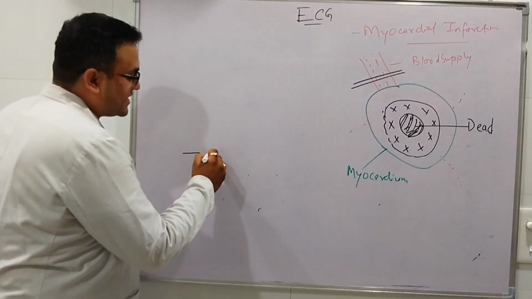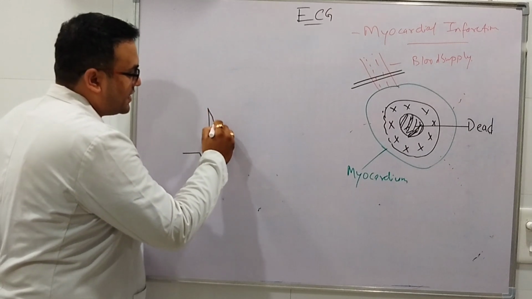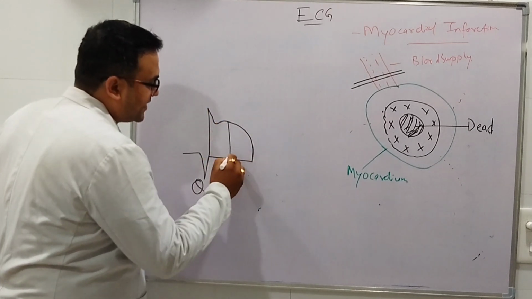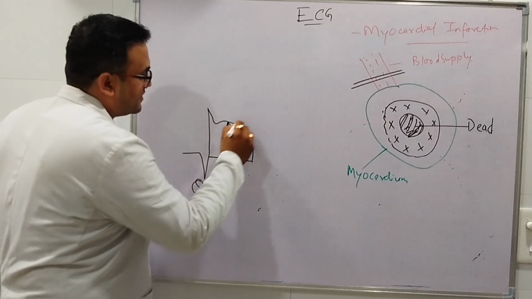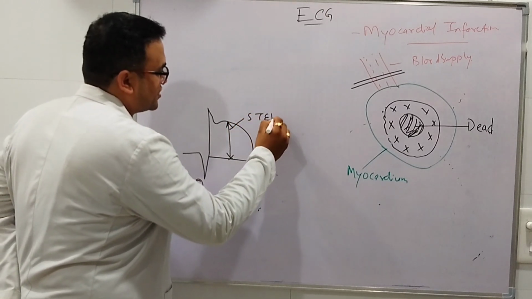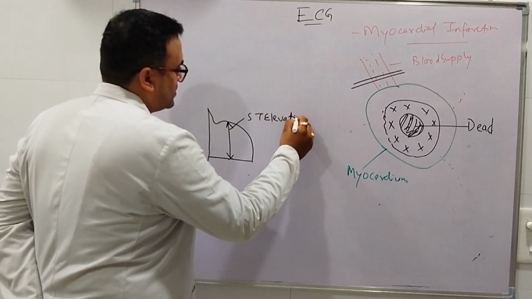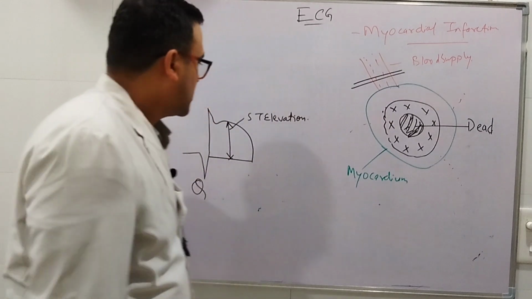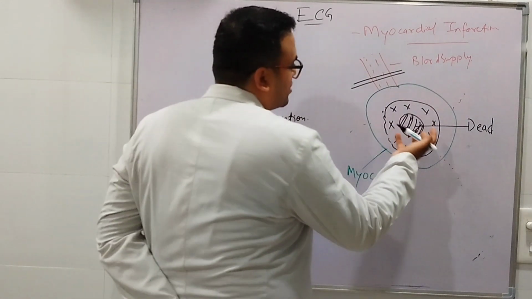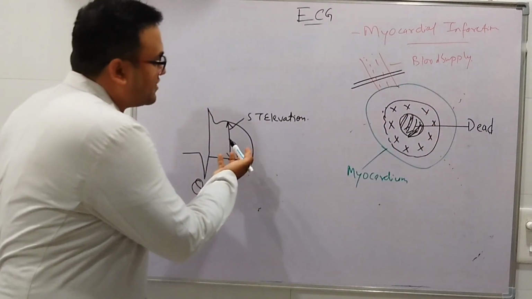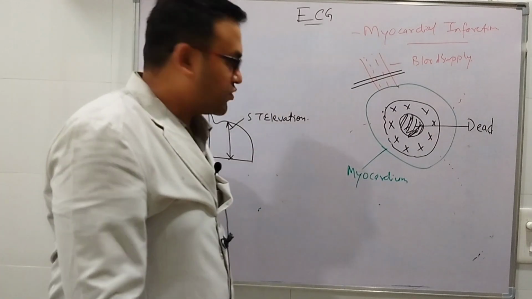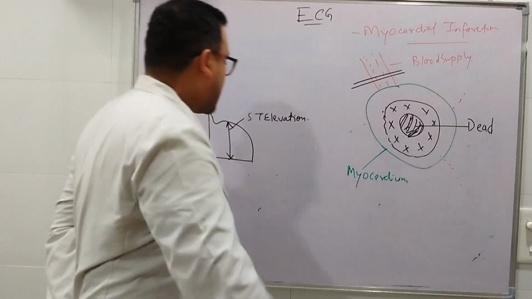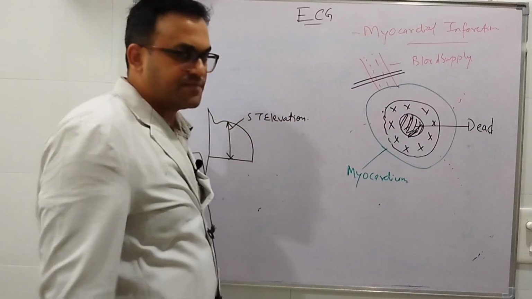So this segment is represented by ST segment, ST elevation. The ST elevation, if there are a lot of injured cells, the height of ST will be more. If there are fewer injured cells, then the height of ST will be decreased.